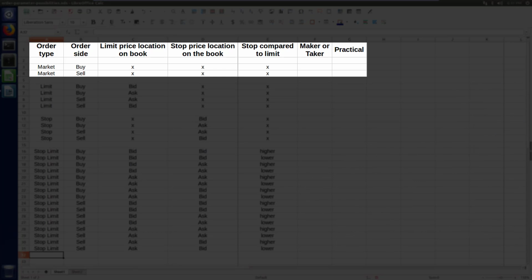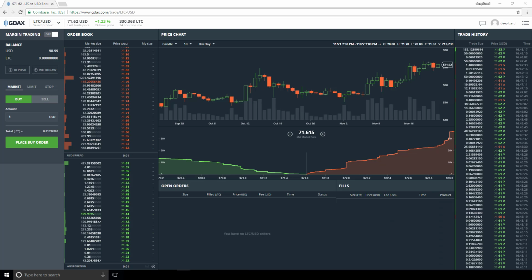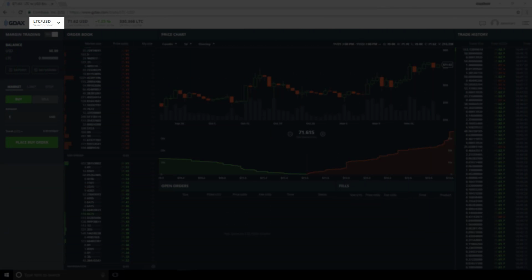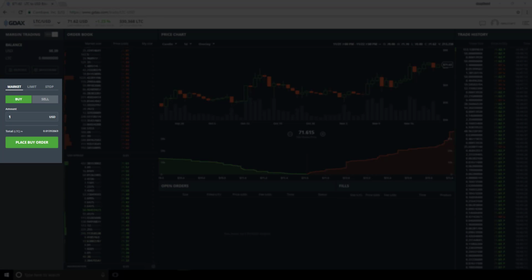Let's go ahead and jump to GDAX and get started. On the left, in the currency pair selection, we have Litecoin selected. In the order entry panel, we have our market order type also selected. Here, we can see our two options for the order side parameter. We have buy currently selected, or we could also choose sell. So these two, buy and sell, represent our two possible configurations.